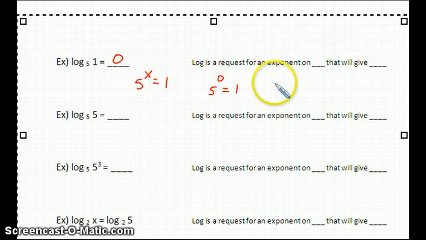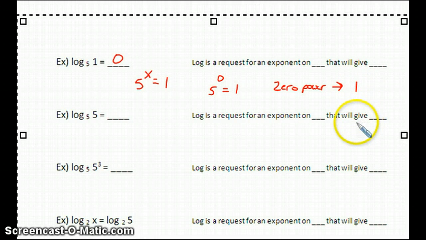So keep in mind the 0 power rule means that anything raised to the 0 power would result in a 1. Again, this was a problem that asked me to take 5, raise it to some power, and get 1. 5 raised to the 0 power gives me 1.